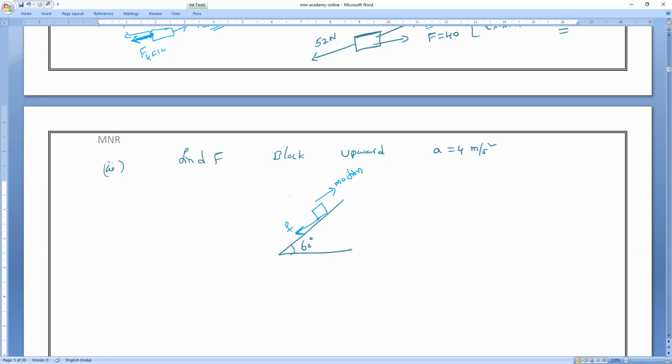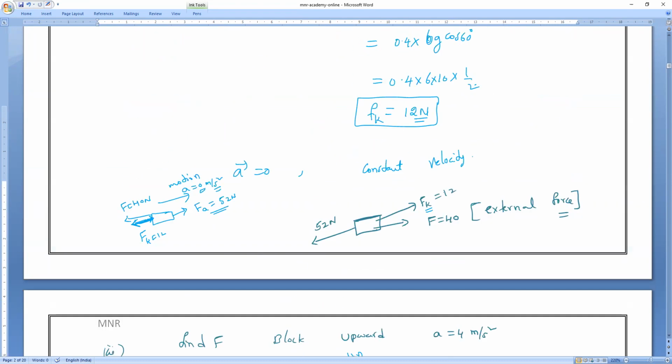So how much is it? It is in motion. So what is the frictional force? Already we calculated it, which is equal to 12 newtons. Do you all understand how this 12 came? Before, in the previous case, we calculated it. In that case the object was moving downward, so the kinetic friction is 12 newtons in the upward direction.